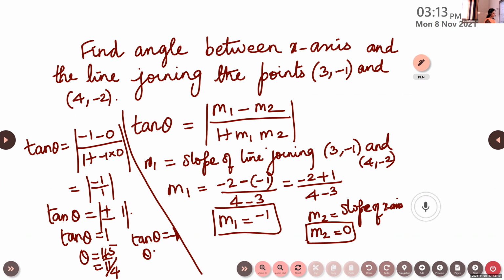That means what is the value of theta? Tan theta is negative 1, means it is 135 degrees. It is positive in the first quadrant. Then tan theta will be negative in the second quadrant. Second quadrant means it is more than 90. So we can find it as 90 plus 45, which is 135.